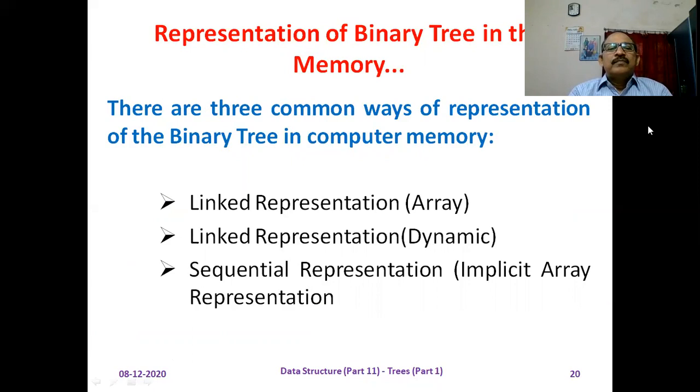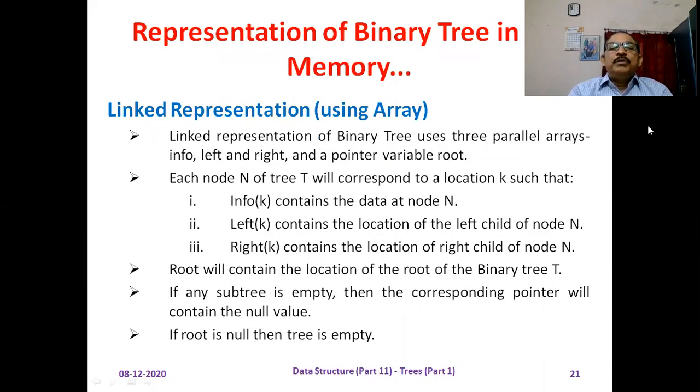Next, how will we store a binary tree in computer memory? There are three common ways of representing a binary tree in computer memory. First is the linked representation, with the help of arrays. Linked representation, dynamic memory allocation. Next is the sequential representation, meaning implicit array representation. Okay, so let us start with the linked representation using arrays.